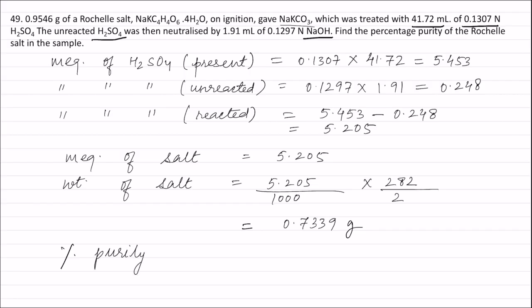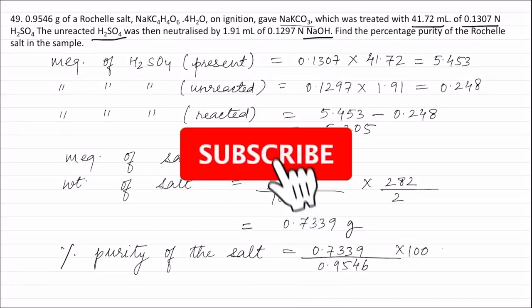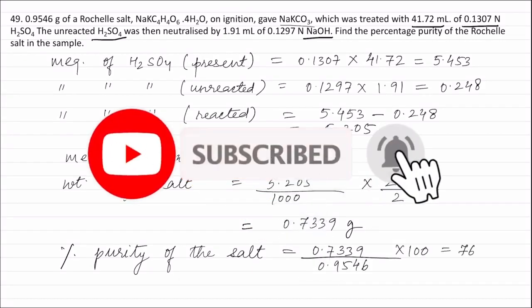Therefore, percentage purity of the salt in the sample is equal to weight of the pure salt, that is 0.7339 gram, divided by total weight of the salt, that is 0.9546 gram, into 100, and this is equal to 76.88%.